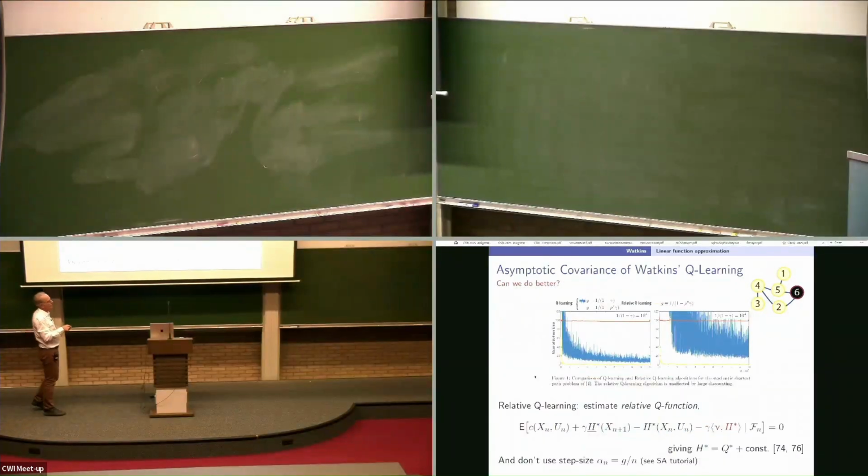So never, never, never this: Watkins' algorithm, you look at the number of times you visit each state action pair, and you look at 1/that for the step size rule. No.